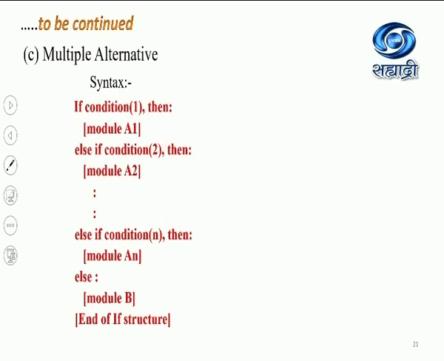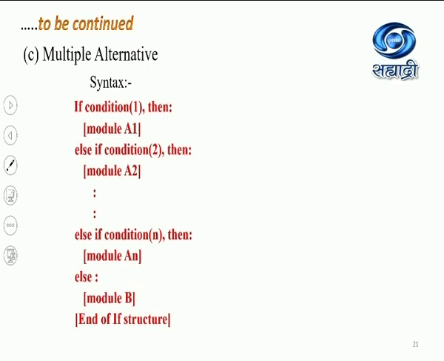If this condition is false, then it goes for condition 2. If this second condition is also false, then it goes for condition n, like that, and then it executes that module n. If all these above conditions are false, then it goes for the else part, and then it will execute that module B. Last year we discussed the program.